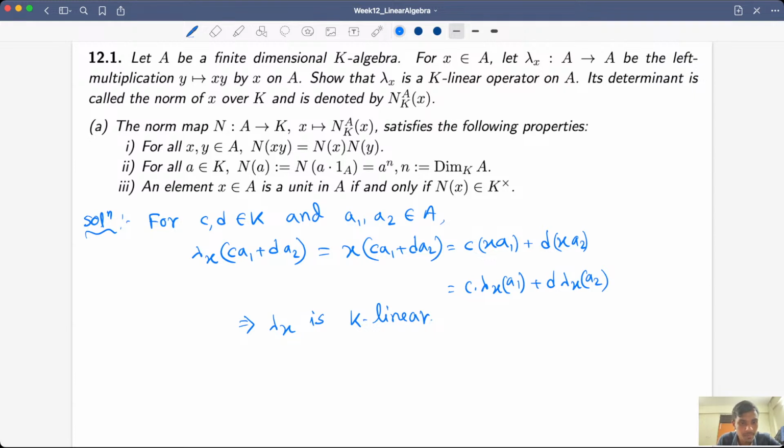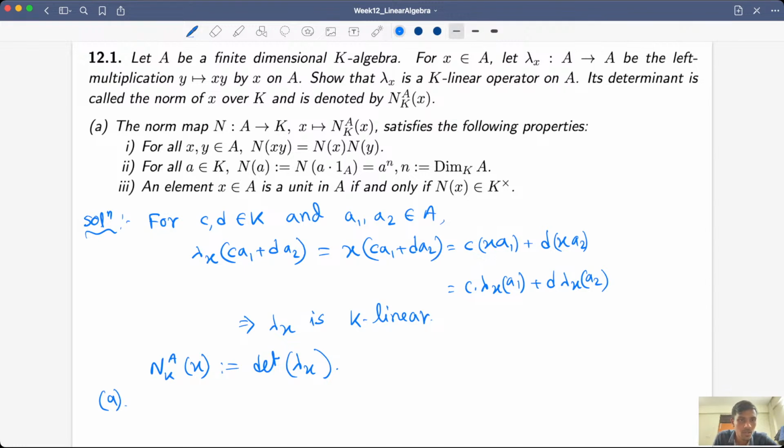So N_{A/K} of x, this is called the norm of x. This is defined to be the determinant of this linear function lambda x. Okay, so this is the definition of this norm. Now this norm satisfies some conditions, we need to check those. I can define a norm map which takes an element x from A and sends it to the norm. So it is a map from A to K.